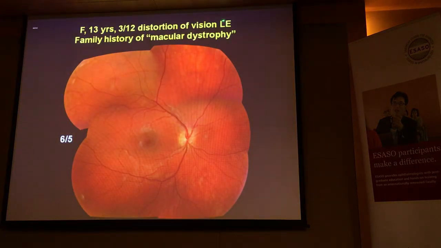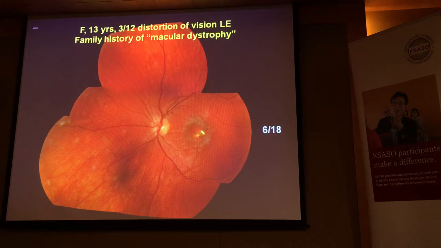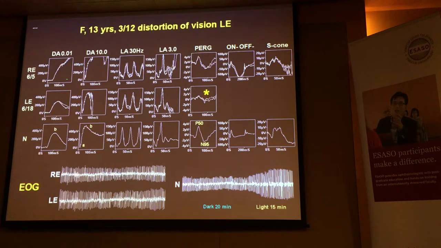This is a 13-year-old who's got a distortion of vision in the left eye, family history of a so-called macular dystrophy, no further information. And there's a drusenoid type deposit in the left fovea, explaining visual acuity loss, and that's as far as we know. But when we do the electrophysiology, the ERG is completely normal. Where the visible lesion is, there's a pattern ERG reduction, so that's a left maculopathy, and the EOG is completely flat, showing that this is a rare but recognized unilateral Best disease, picked up by the EOG, and that's where the EOG is particularly useful.